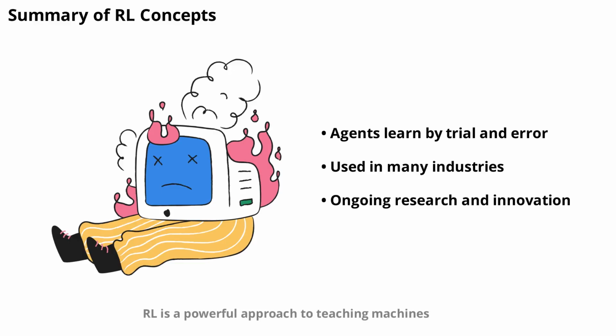RL is a powerful approach to teaching machines how to make decisions through trial and error. It involves agents, environments, actions, rewards, and policies. RL is used in robotics, gaming, finance, healthcare, and many other fields. While challenges remain, ongoing research is making RL more practical and effective. Understanding RL opens up exciting possibilities for the future of AI.